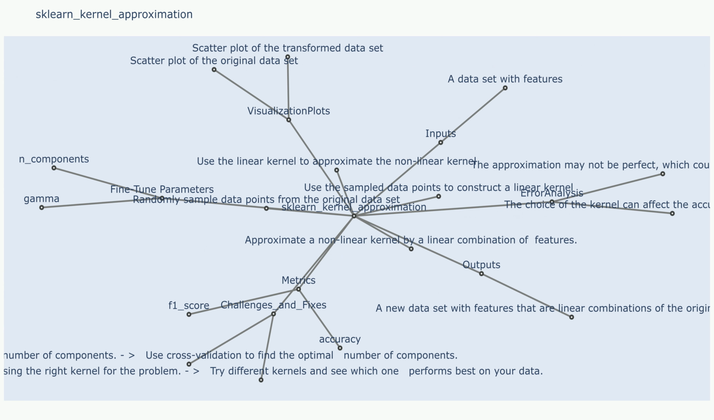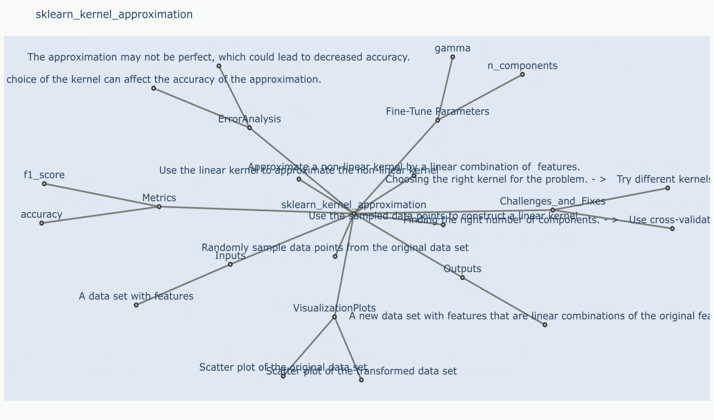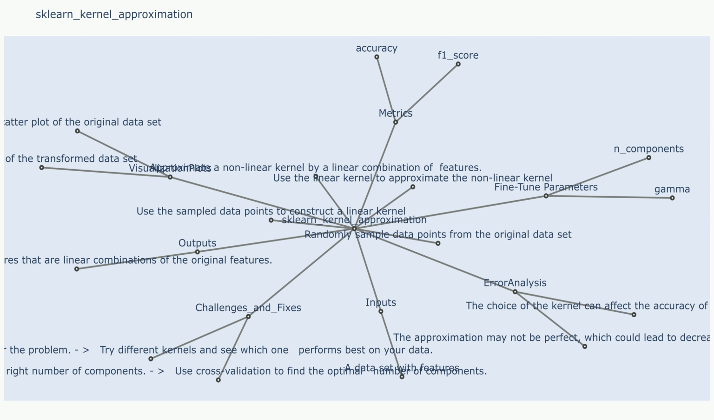Inputs: X, the training data. Typically a 2D array where rows represent samples and columns represent features. Y, the target values for supervised learning problems, or None for unsupervised learning. Outputs: approximated feature representation, a transformed version of the input data. Typically a 2D array with a higher number of features than the original data. Model object: the trained kernel approximation model that can be used to transform new data.